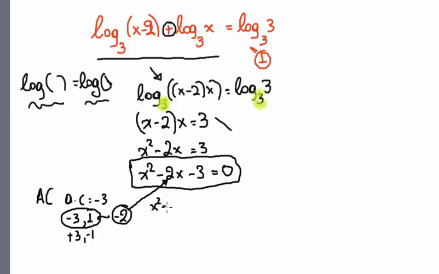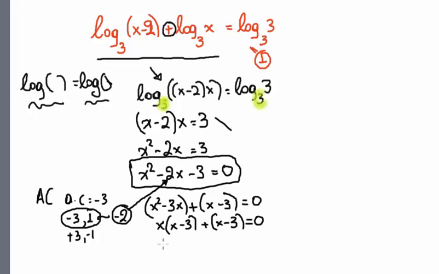So I have x squared minus 3x plus x minus 3 equals 0. I factor out the x from the first side and I have x minus 3 plus x minus 3. And now I factor out the entire parenthesis of x minus 3 and I have x minus 3 times x plus 1, and this is equal to 0. This gives me two solutions. Either x is equal to 3 or x is equal to negative 1.